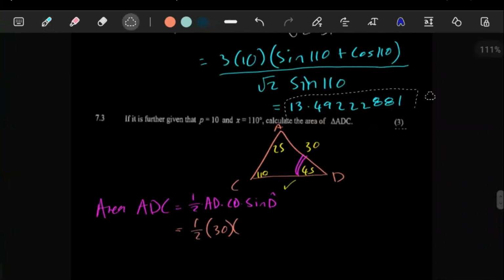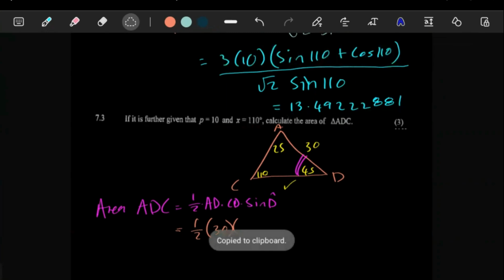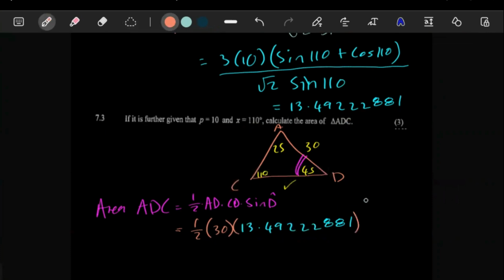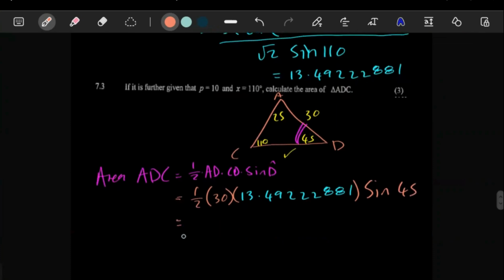Let's put in that information where CD is. Take this value here, copy it, paste it here. Okay, there we go. Close bracket. And then sine D, right? So sine D, where is D? D is the 45 here. Yeah, there we go. Okay, let's put all this into the calculator and see what we get.